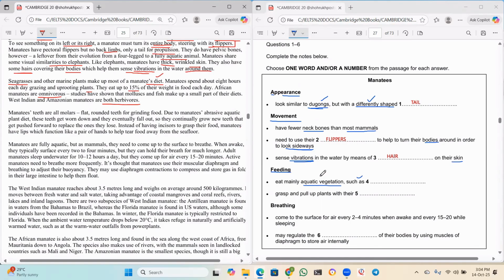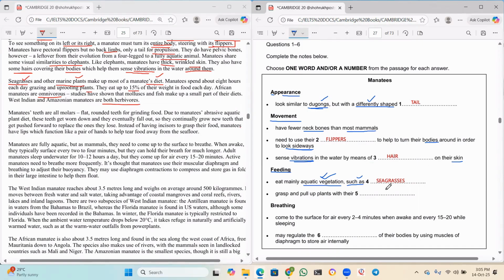They eat mainly aquatic vegetation, such as, means example is asking, what is that? So look at the first sentence. Sea grasses and other marine plants. See, marine plants means aquatic vegetation, correct? So such as sea grasses, that is our answer. Sea grasses and other marine plants make up most of the manatee's diet. Yes. Okay, so this is what they eat. I will say sea grasses. Okay, fine. I hope that is fine.